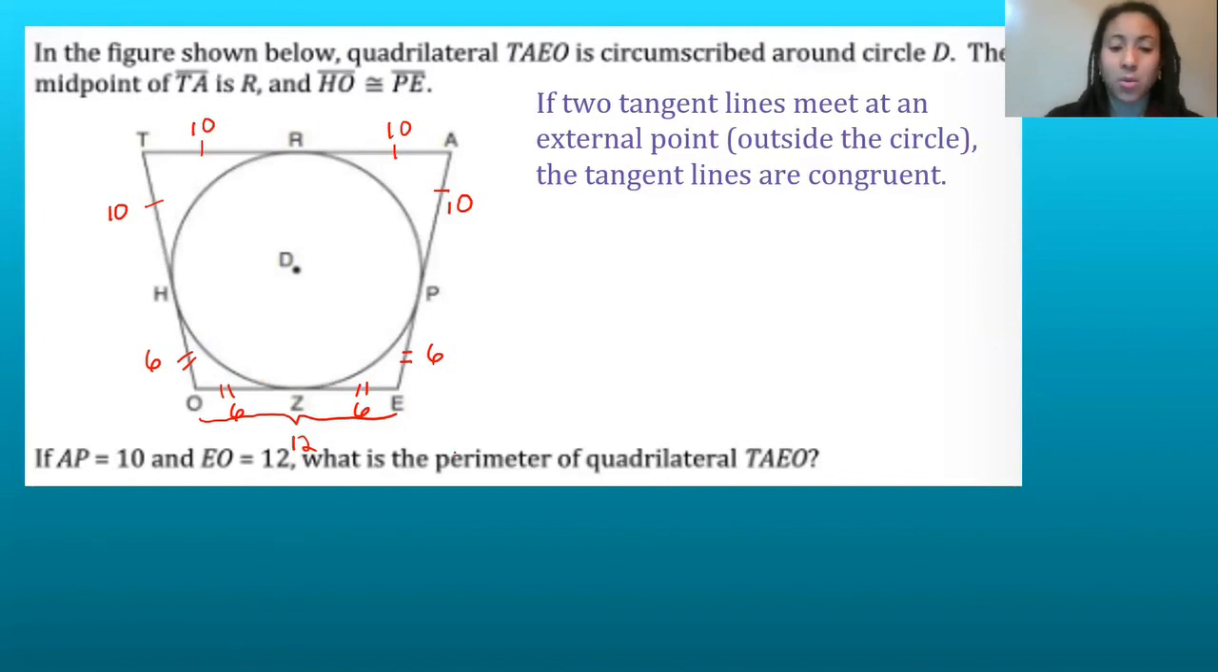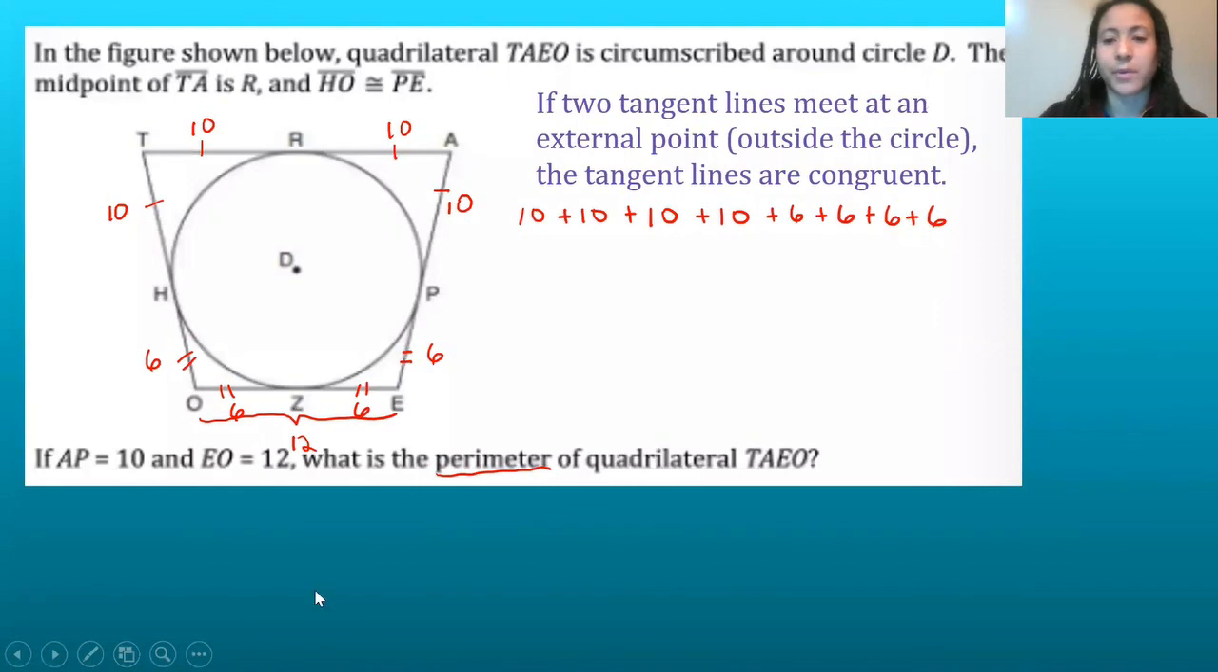Once again, perimeter just means we want to add up all the sides of the quadrilateral TAEO. So we have 10 plus 10 plus 10 plus 10, and then plus 6 plus 6 plus 6 plus 6. And this sum would be 64.